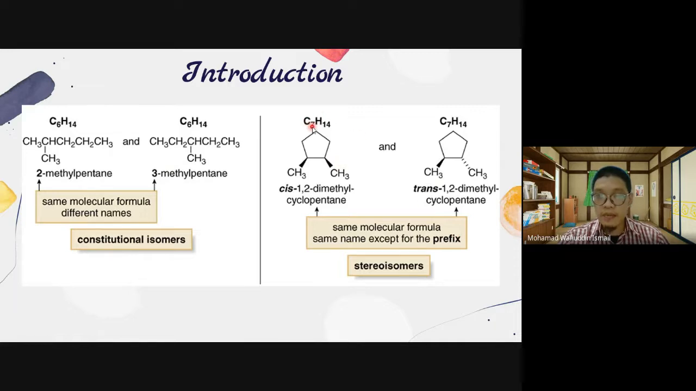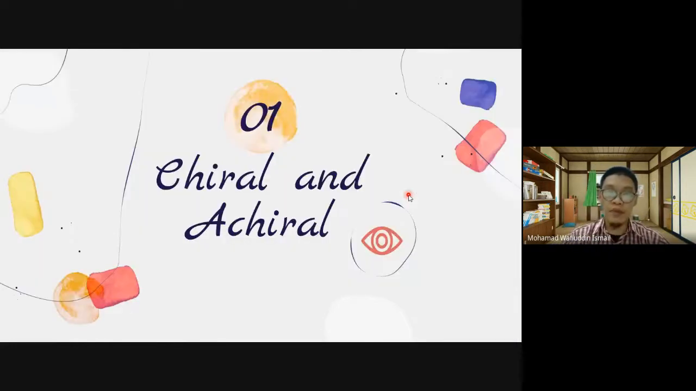You can see the carbon and hydrogen have the same number, and then we can see the configuration is the same, but the difference is in cis and trans arrangement. So these are isomers in terms of stereoisomers.